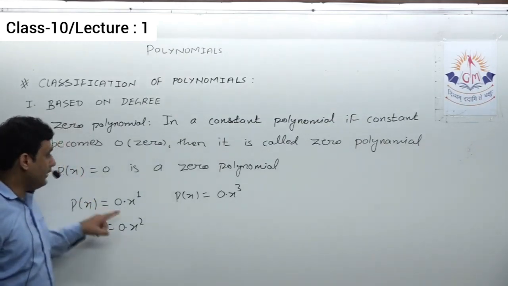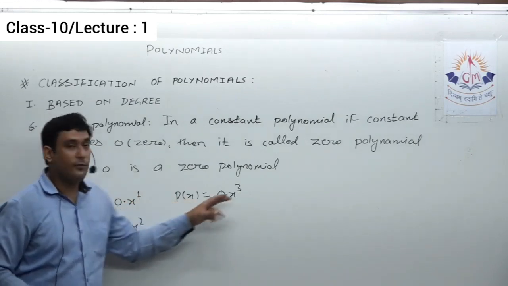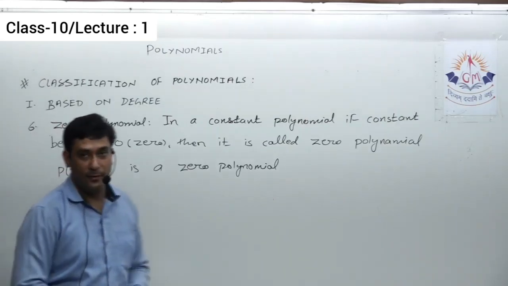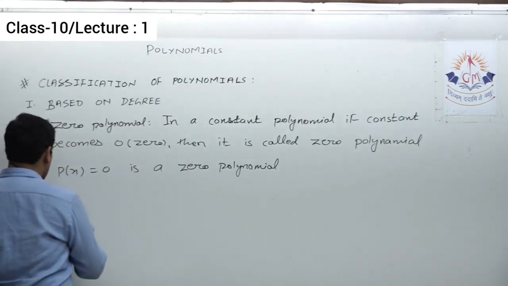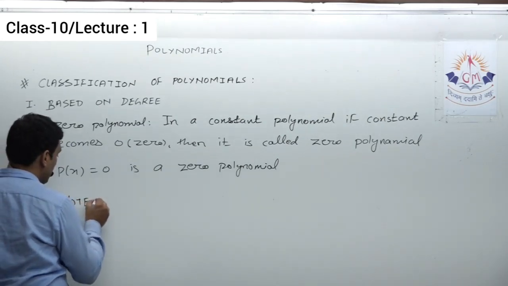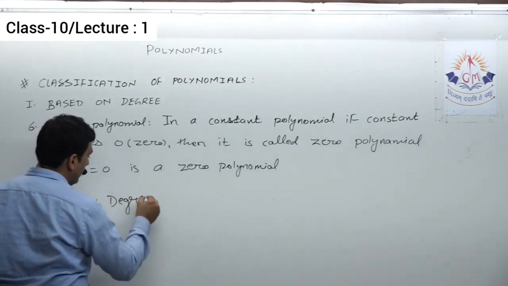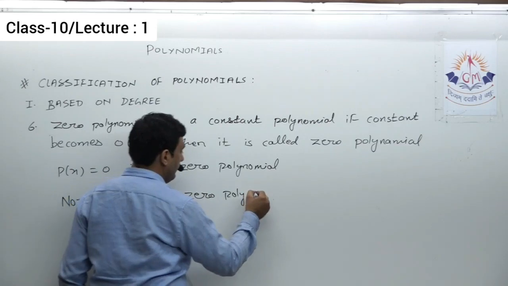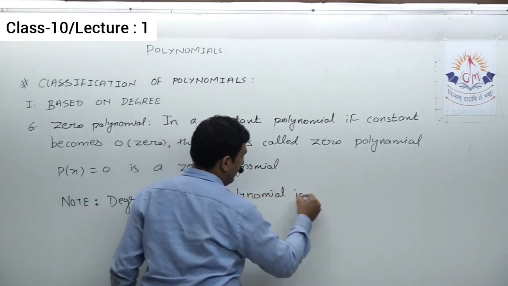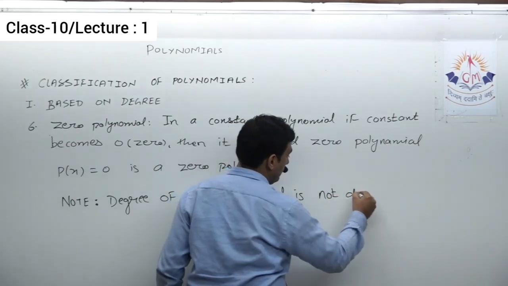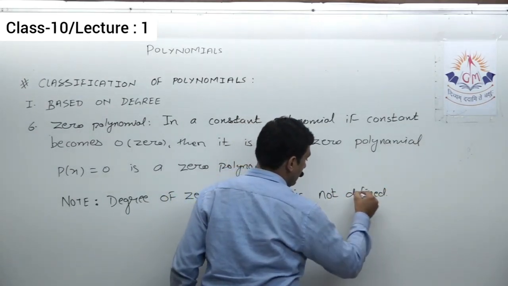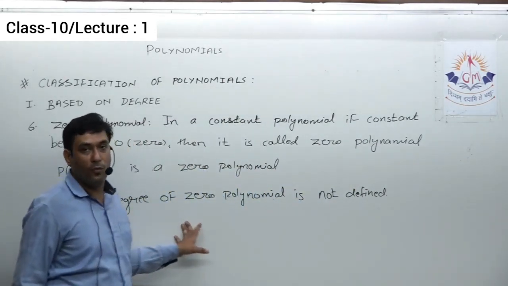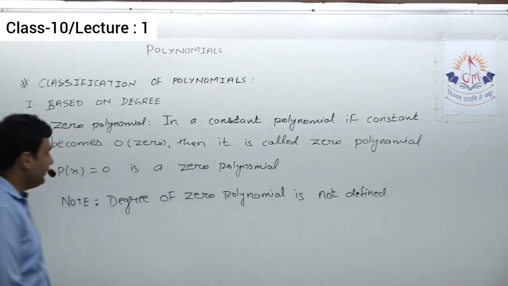Okay, so here we can conclude, it is 1, 2, 3, 4, 5, anything I can write. So I can conclude that the degree of the zero polynomial is not defined, because it is not fixed. So take a note that the degree of the zero polynomial is not defined. Okay, it's very important. Generally you will get this type of MCQ or true false for 1 mark. So please note it down.